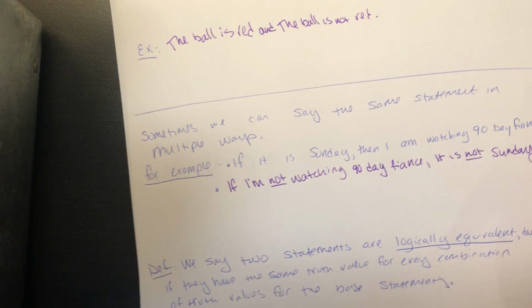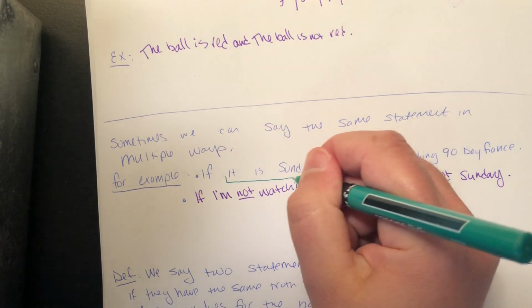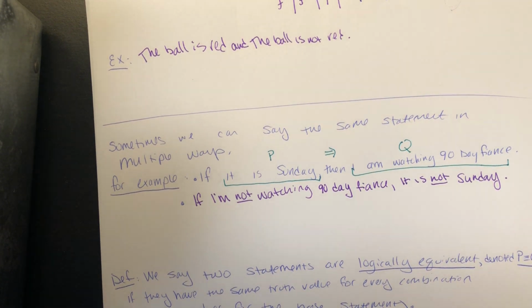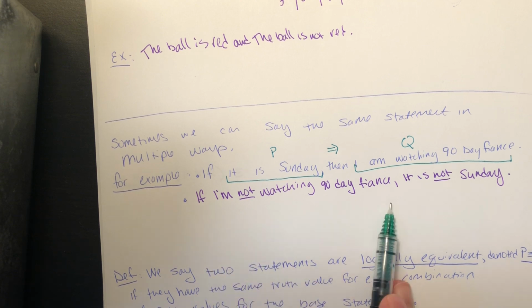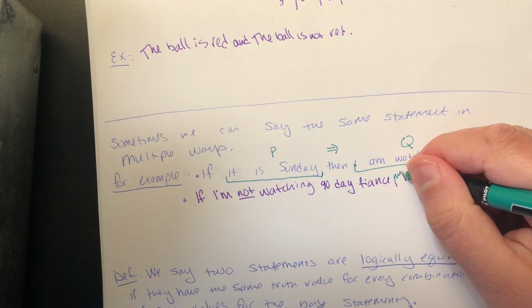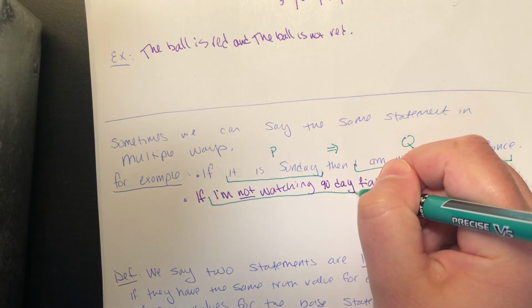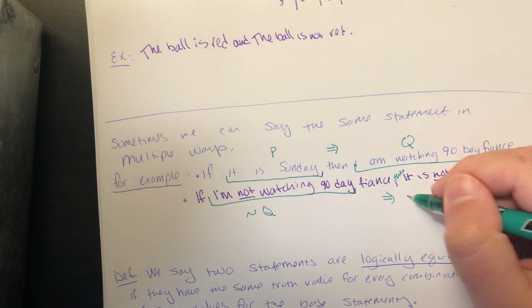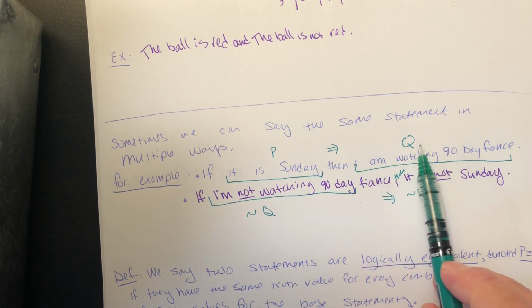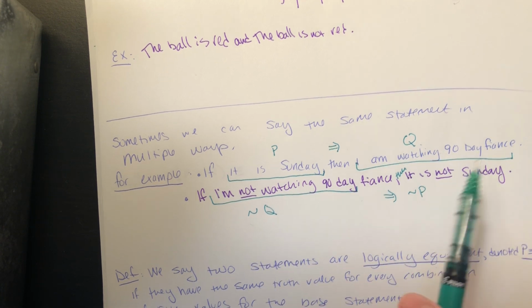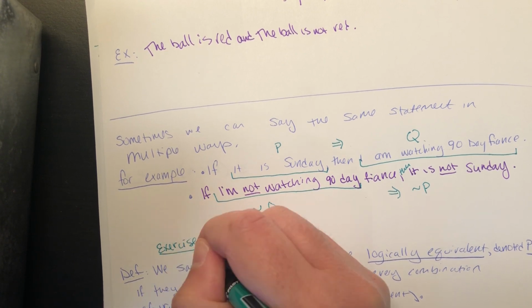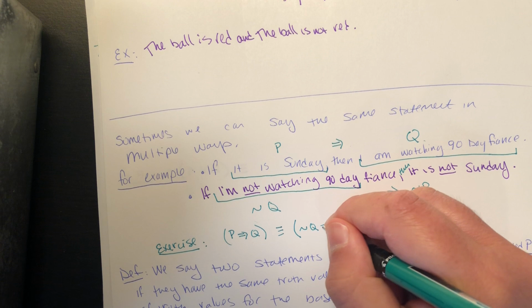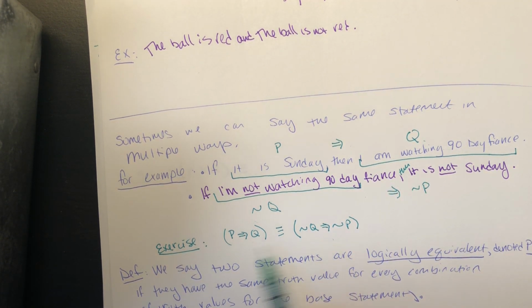What I was doing up here in this example, well, if it is Sunday, then I am watching 90 Day Fiancé, would be a statement of the form P implies Q. And this equivalent way of saying it, if I'm not watching 90 Day Fiancé, then it is not Sunday, that's an implication as well. And in particular, I took the conclusion over here and negated it, and I took the hypothesis and negated it, and I swapped positions. So this is P implies Q. This is not Q implies not P. As an exercise, this is a good thing to try on your own, you can show that P implies Q is logically equivalent to not Q implies not P. We would call that the contrapositive of this implication.